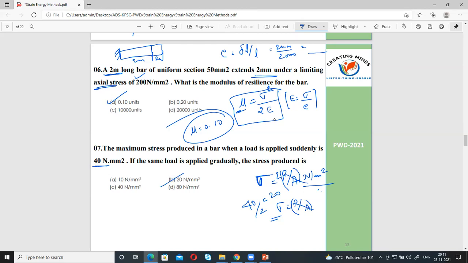Take the ratios. If you take the ratios, you are getting the answer. Any doubts? Sigma is given, right? See, this is very simple. Sigma equals P by A in one case, and in the other it is given as 40 equals 2P by A. So 40 by sigma equals 2 by 1, and P can cancel. Now what is sigma? Sigma equals 40 by 2. How much? 20 MPa, or 20 Newton per millimeter square.